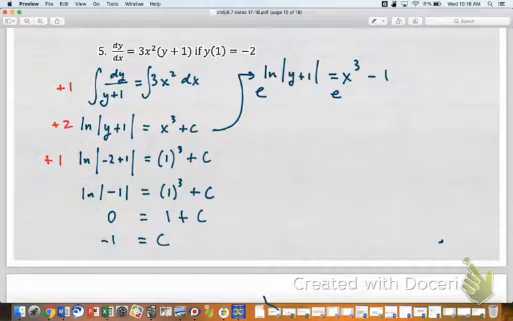The right side, pretty simple. Just e to the x cubed minus 1, all in the exponent right there. Then you could add or subtract it. Well, not yet. The reason why not yet is I have not dealt with the absolute values. This will go back to a thing we talked about several days ago.